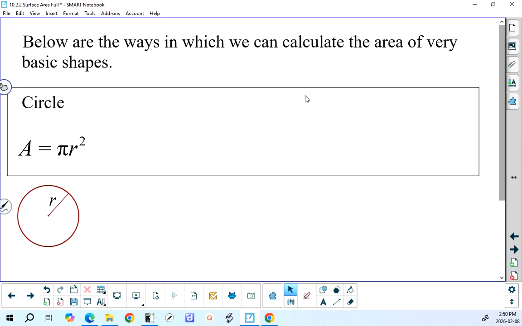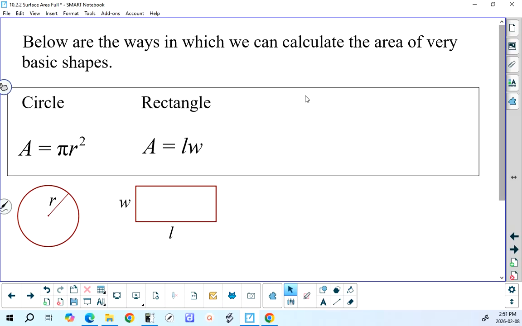And of course, the radius is the distance from the center of the circle to any point on the circle. If you're ever given the diameter in a problem, then you have to remember to divide that diameter by 2 if you want to use this formula. Another very common shape is a rectangle, and the formula for the area of a rectangle is length times width. That's what a rectangle looks like. Both of these formulas are on your formula sheet.